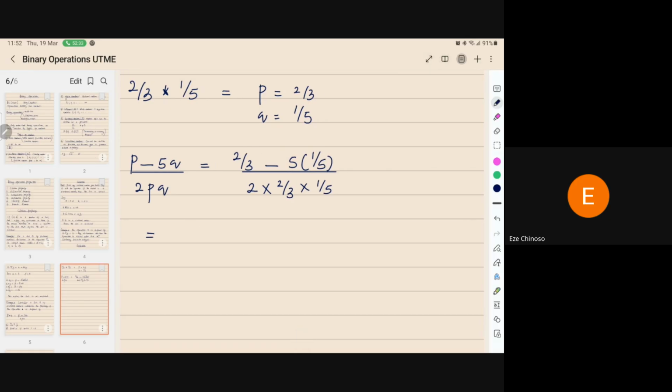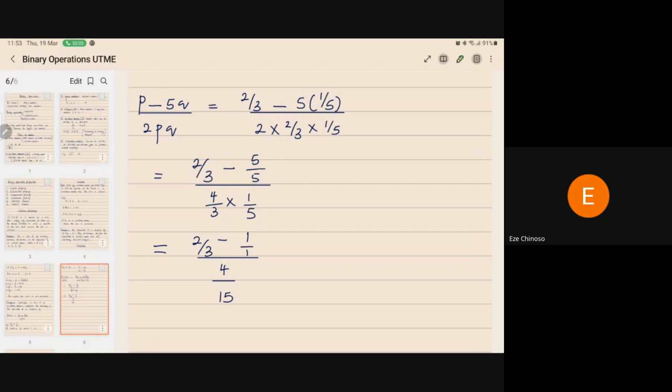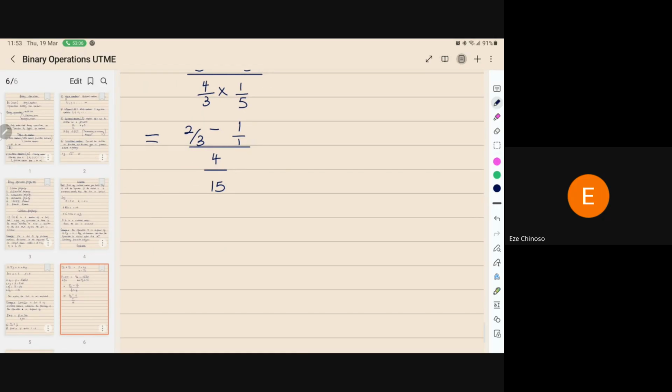So this is equal to 2/3 minus 5/5, open brackets. This is 2 times 2 is 4, so more like 4/3 times 1/5. Now we can simplify this further. It's just normal mathematics. We can simplify further to have 2/3 minus 1/1 all over 4 times 1 is 4. This is 4/15.